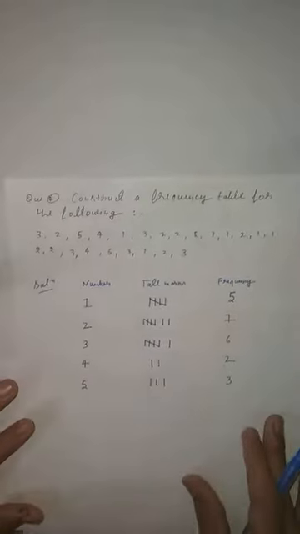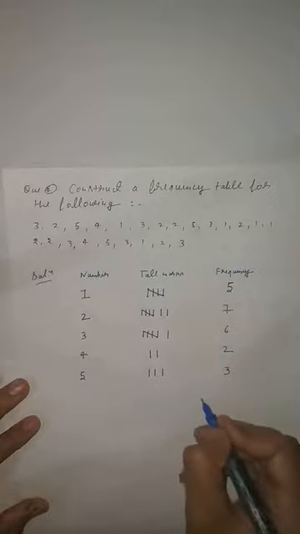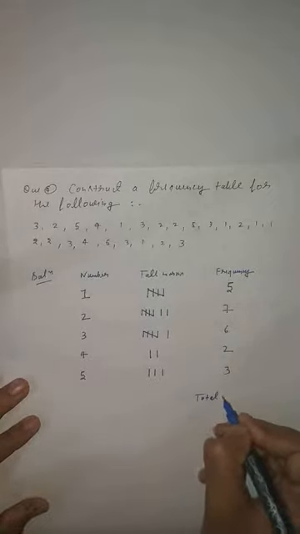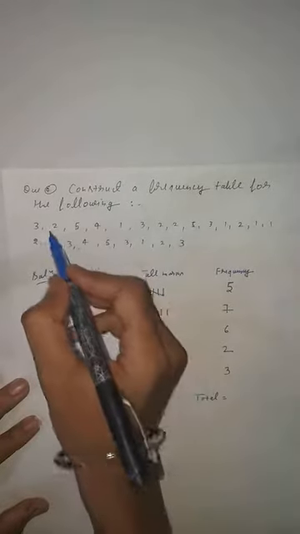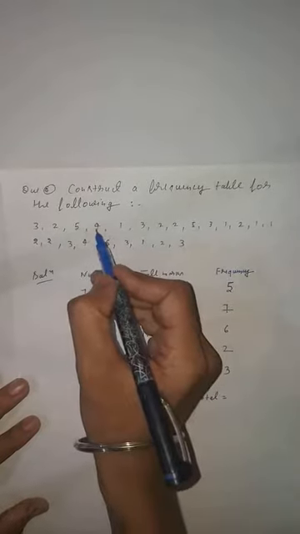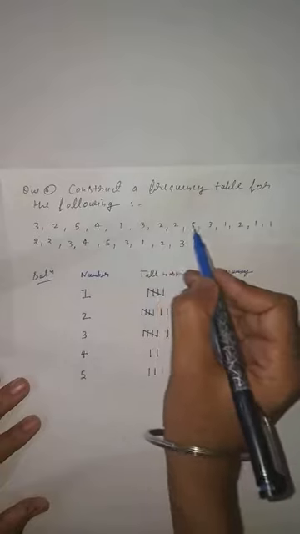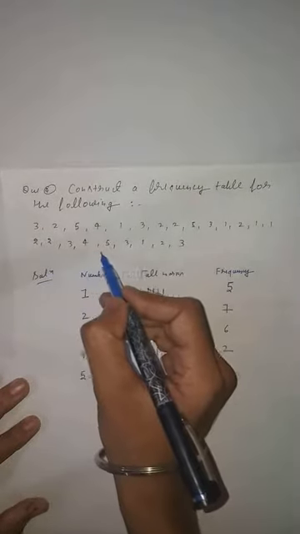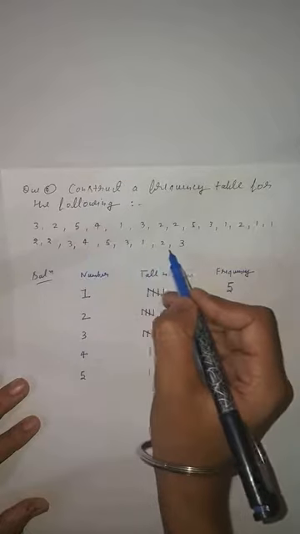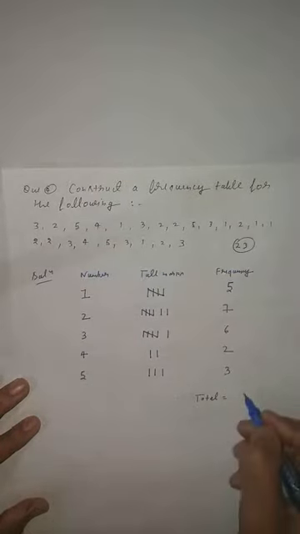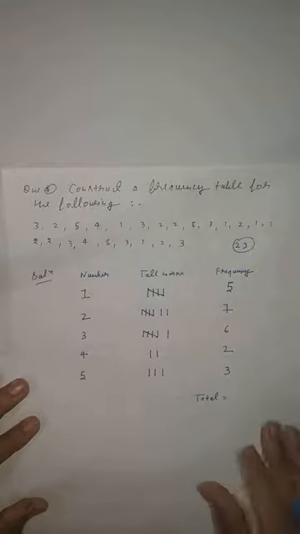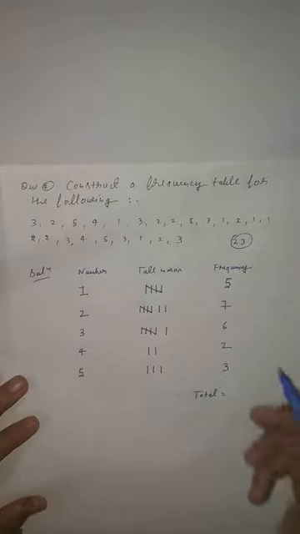Clear students? Now you have to write down the total. First you will count this one, because the total number is not given, so count it. 1, 2, 3, 4, 5, 6, 7, 8, 9, 10, 11, 12, 13, 14, 15, 16, 17, 18, 19, 20, 21, 22, 23. So a total of 23 numbers are given. Up here also 23 should be there. If not, then it means there is a mistake.